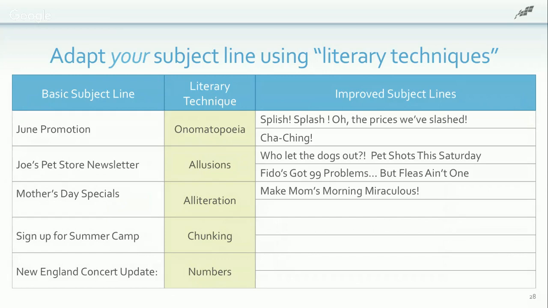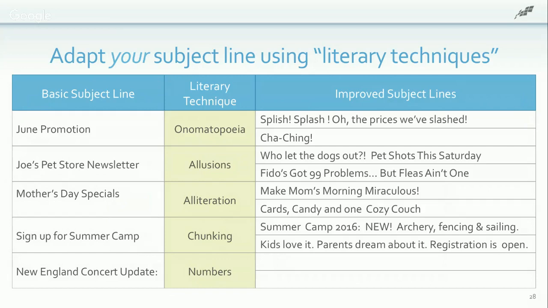Alliteration: make mom's morning miraculous. Cards, candy, and 1 cozy couch. Easy stuff helps stand out from the rest of the crowd. Chunking: Summer Camp 2016, new, archery, fencing, and sailing. That's the chunk. Kids love it. Parents dream about it. Registration is open. 3 things in simple succession can grab people's attention. And finally, with numbers: 3 can't miss summer festivals, or 16 bands, but only 1 Miranda Lambert.